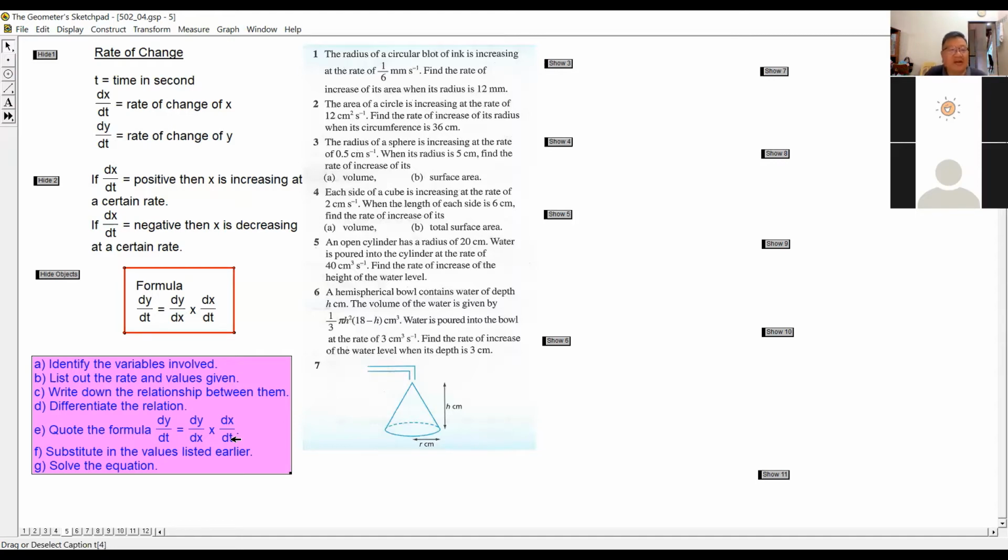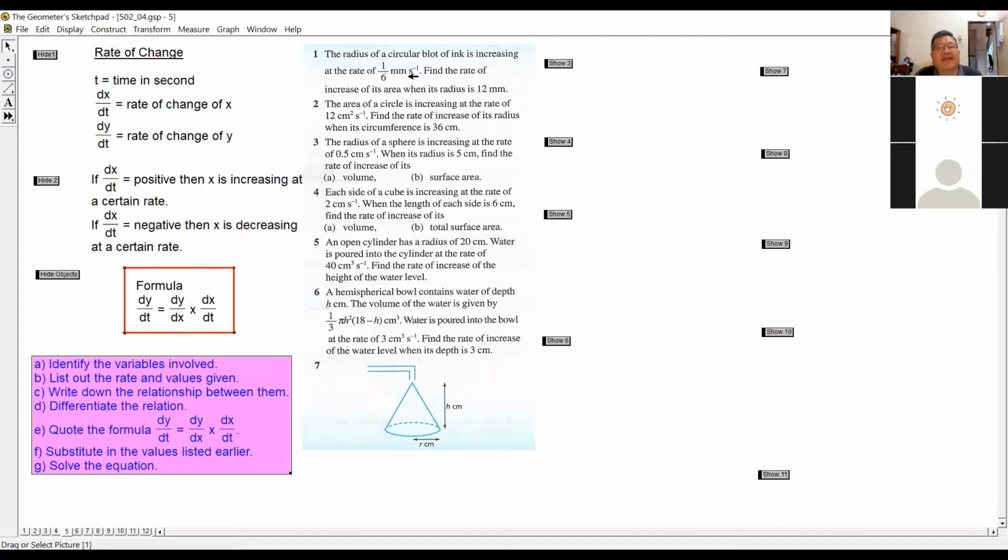You just write down all this. Once you have written the formula dA over dt equals dA over dr times dr over dt, the next step is to substitute in the values listed earlier. The values that you have written on the answer script, you just put inside the chain rule. That's all, right?